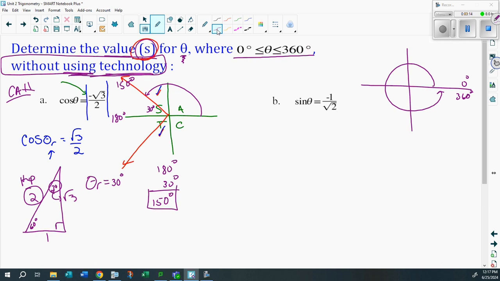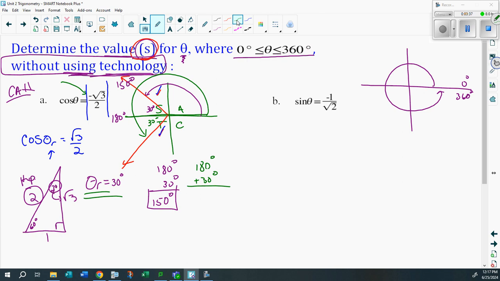But you haven't found the other one yet because you have to go all the way around to this guy right here. Well, you know that that's going to be 30 degrees as well because that's your reference angle. See how important it is to find the reference angle. Okay, so you've gone past 180 degrees, so this is 180 degrees plus the 30 degrees that you went past it.